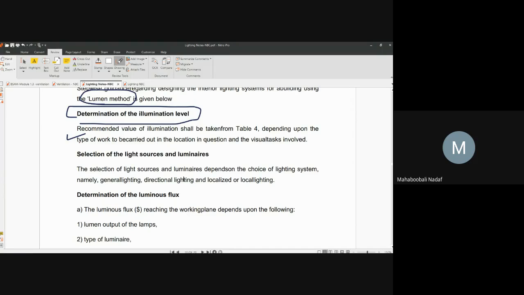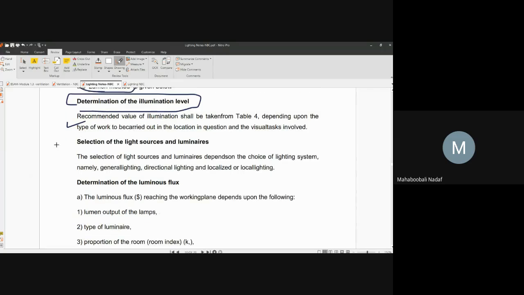In the NBC 2005 edition, table number 4 gives the standard required luminous intensity in terms of lux for various activities. That is the requirement. Using that requirement, we have to calculate how many luminous bodies are required. Now, selection of light sources. For a commercial building, one type of source is required. For a residential building, another type. For street lighting and industrial buildings, another type of source is required. It depends upon the task you are going to do.